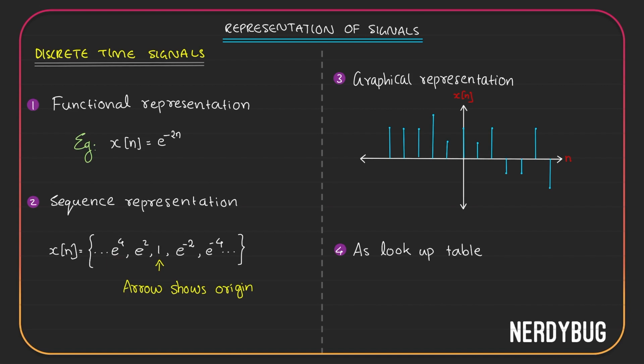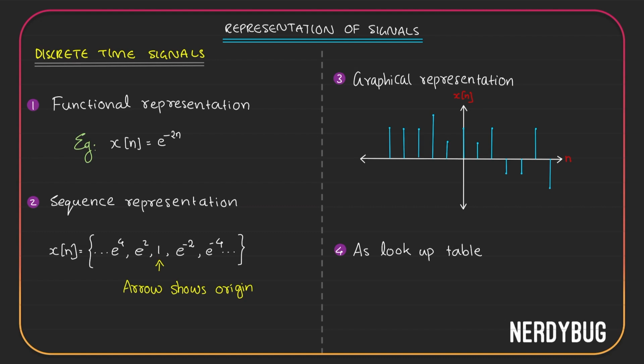Now, the third method is graphical representation, which we have already seen. So, as you can see, at 0, we have this much. At 1, we have this much. At 2, we have this much. At 3, it is going like this. And on the other side, minus 1 has this, minus 2 has this, minus 3 has this. It goes on like that. So, graphical representation of a discrete time signal is also possible.